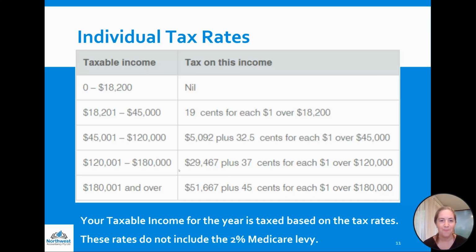Now, word of warning, these rates do not include the 2% Medicare levy. So everybody pays the Medicare levy. These rates are not inclusive of those Medicare levies. So actually the top tax bracket is 47 cents in the dollar, not 45 cents in the dollar. So you might hear me say 47% and go, what's she talking about? It's because I automatically round up and include the Medicare levy in my calculations.